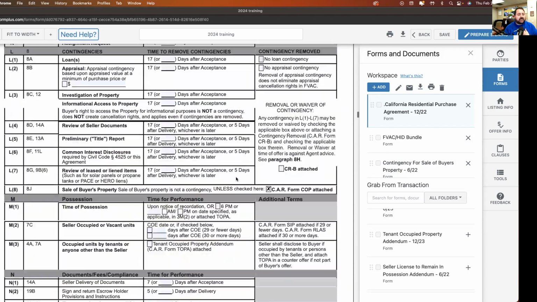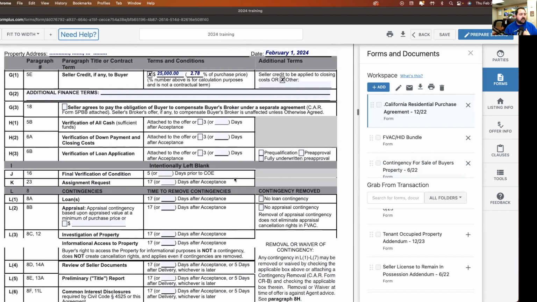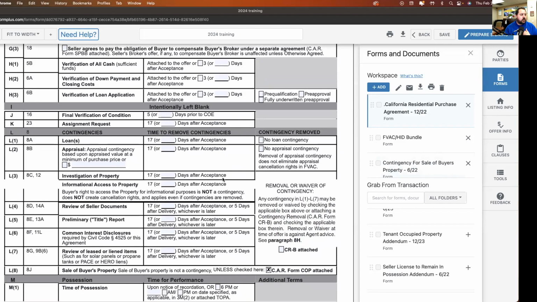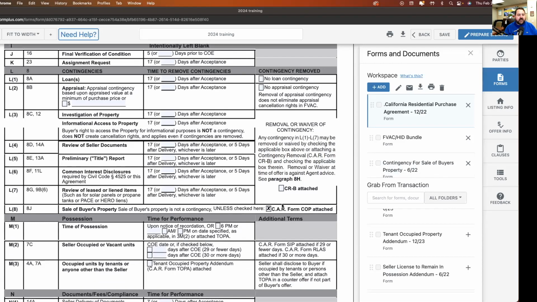If I am a listing agent and I get an offer where that box is checked, I went too far. Where am I? Here we go. If I get an offer where this box is checked, but I don't receive the COP, then I'm going to counter them with the COP that benefits my seller. Okay? So just keep your eyes open for that. You got to see that if that's checked and you don't get it, you have to be proactive as listing agent, okay? All right.